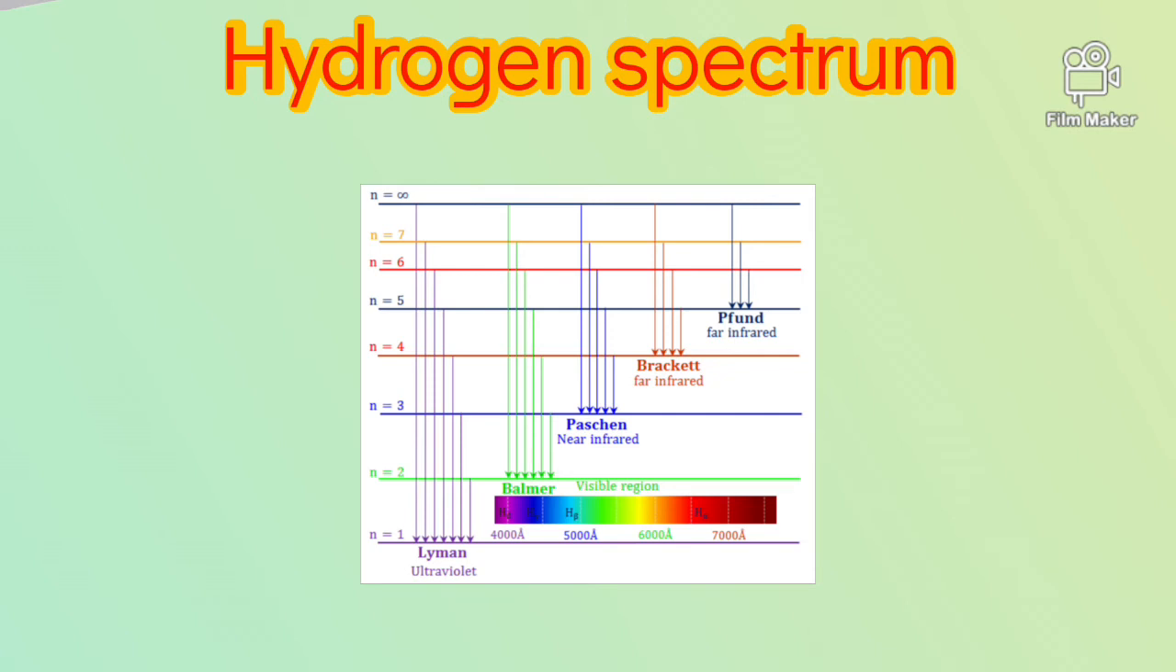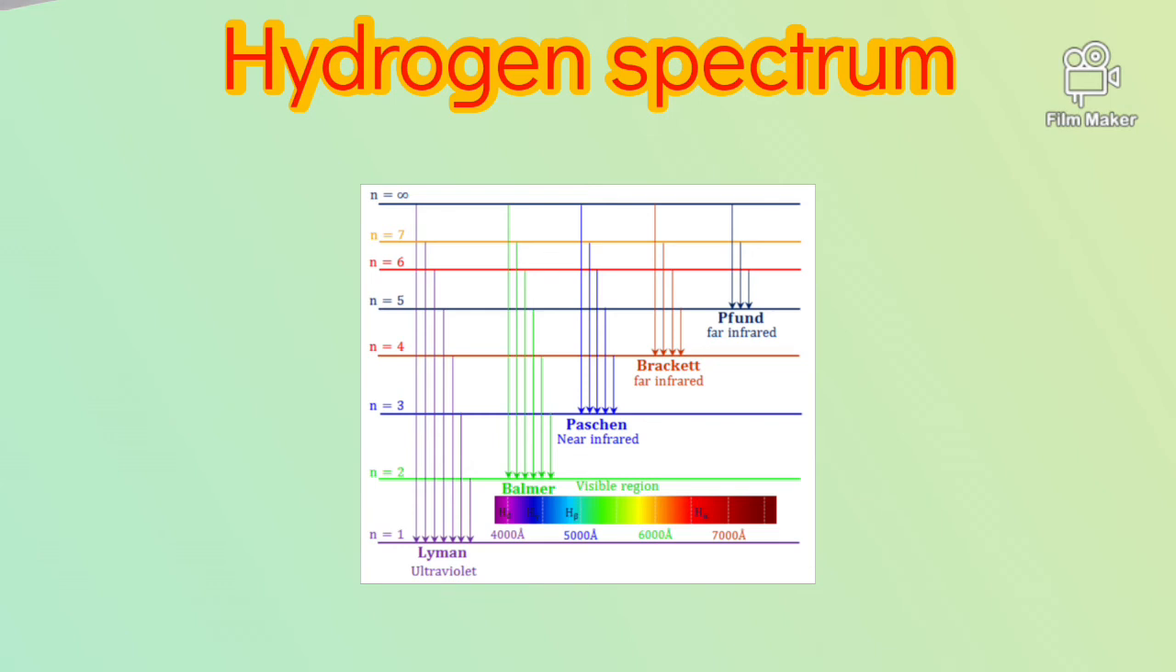The H alpha line is caused by the falling of electrons from the third energy level to the second energy level. The beta line is caused by the falling of electrons from the fourth energy level to the second energy level. The gamma spectral line is caused by the falling of electrons from the fifth energy level to the second energy level.